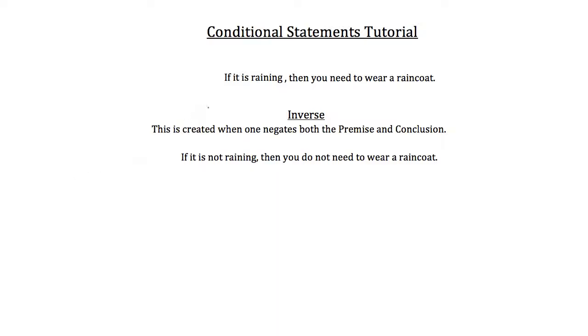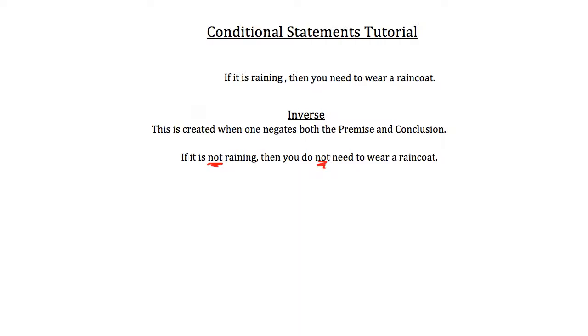So, for example, the premise of our conditional statement, if you recall, was if it is raining. And the conclusion was then you do need to wear a raincoat. So, the inverse of that would be to negate both the premise and conclusion. If it is not raining, then you do not need to wear a raincoat. We've negated both the premise and conclusion.